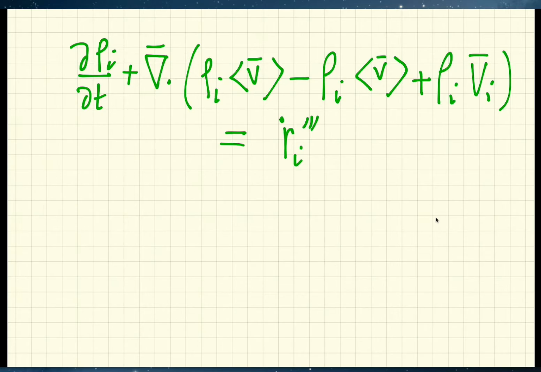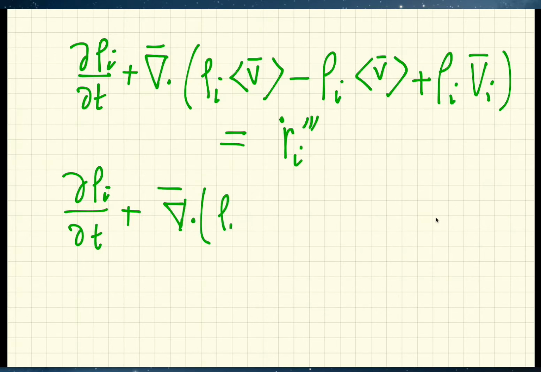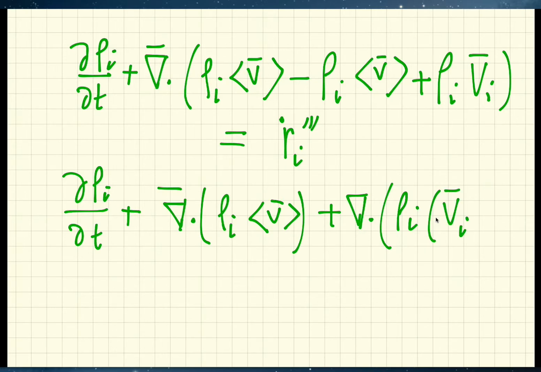So now the equation is defined in such a way that I can write d rho I by dt plus the divergence, which is going to work on the first term. So it's going to give me rho sub I times the average velocity, plus the divergence of rho sub I times the difference between vi and its average value. That is all equal to r sub I dot triple prime.